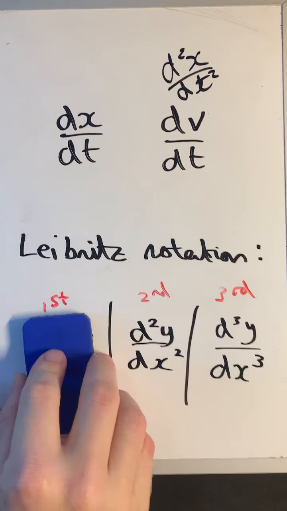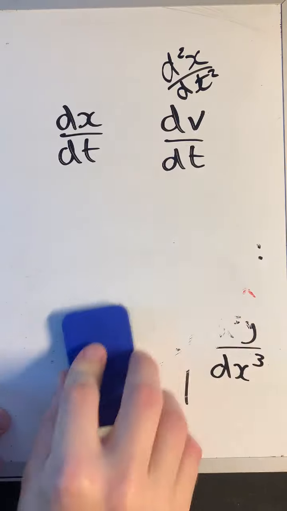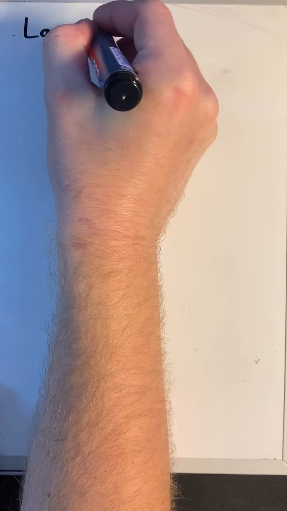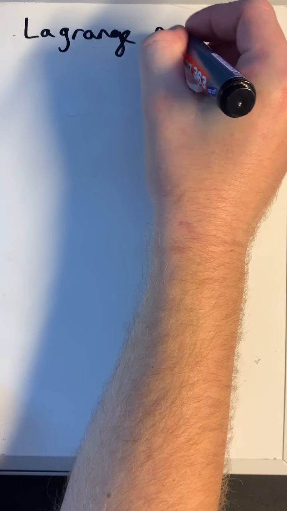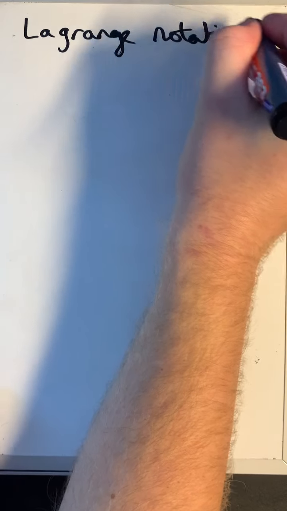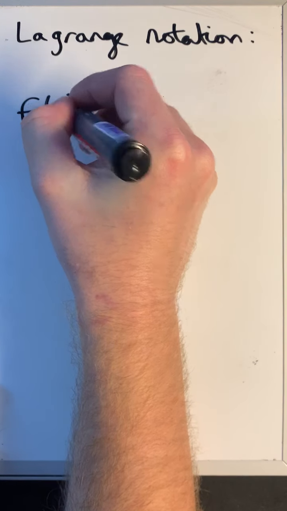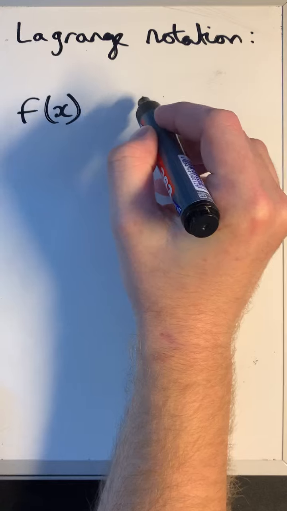Another type of notation that you can see, you don't tend to see too much in engineering, but you do see it particularly in mathematics and physics, is what we call Lagrange notation. Okay, Lagrange notation. And this looks slightly easier actually on the face of it. So for example, a first derivative would be this.